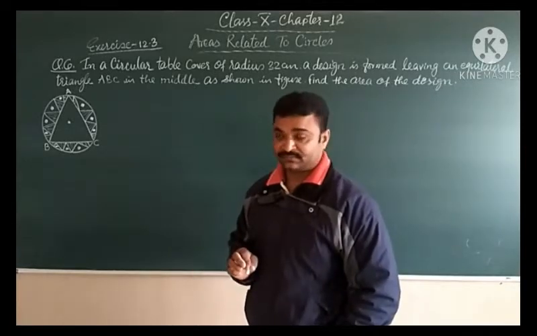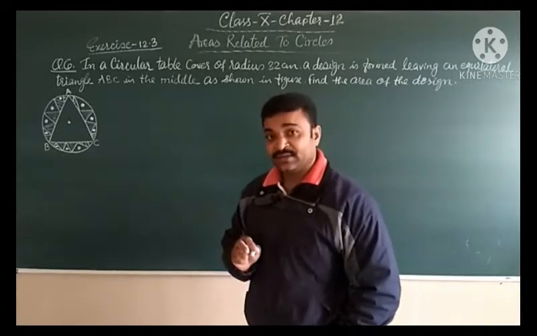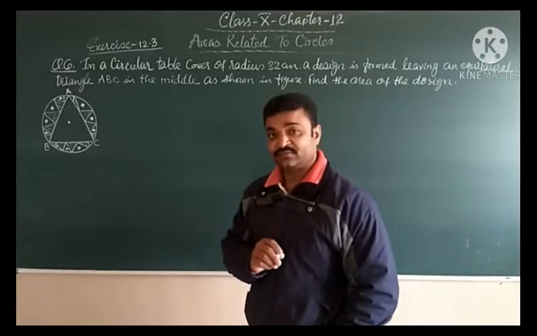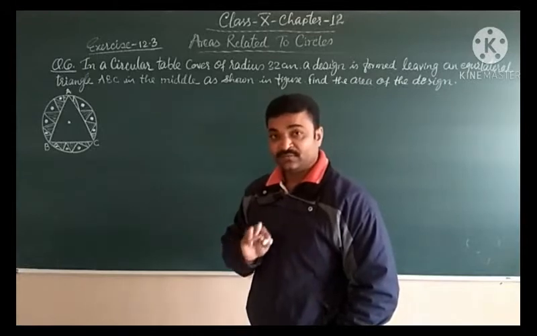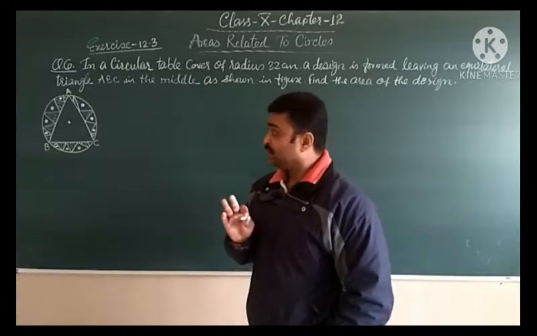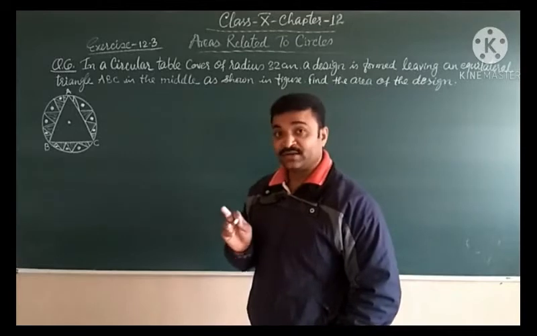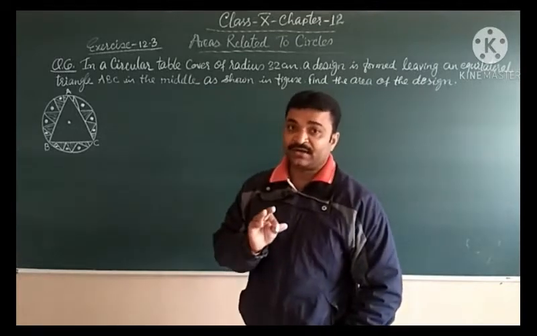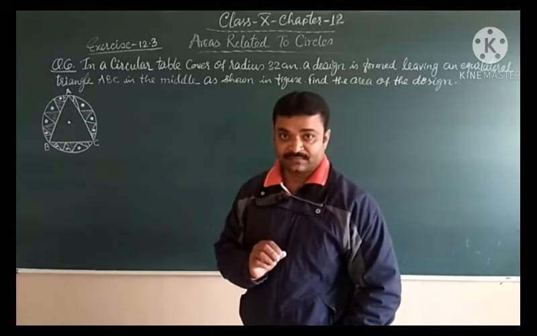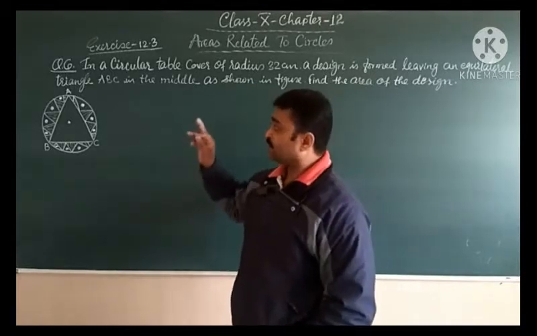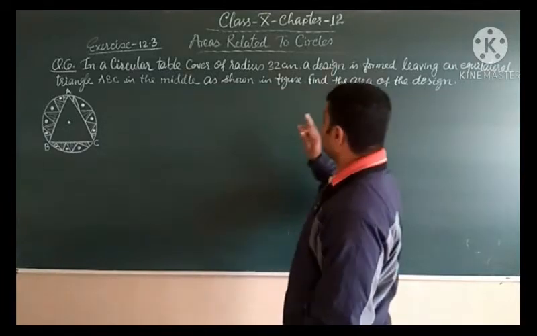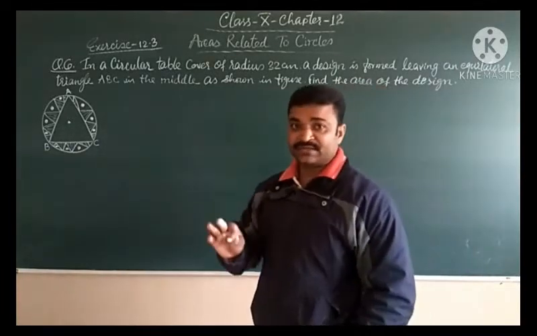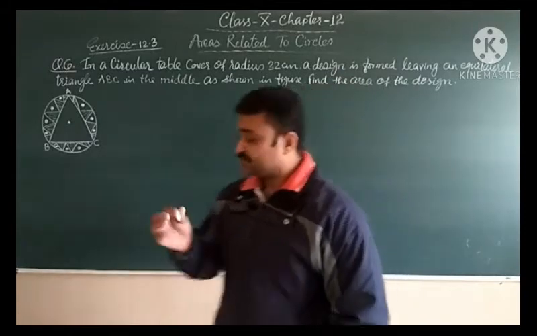But to find the area of the equilateral triangle, we need the side of that triangle. We don't have the side. First of all, we have to find the side of the equilateral triangle. We know each angle of an equilateral triangle is 60 degrees. The radius of the circle is given as 32 centimeter, so the area of the circular region is very easy to find. Okay, we start from here.